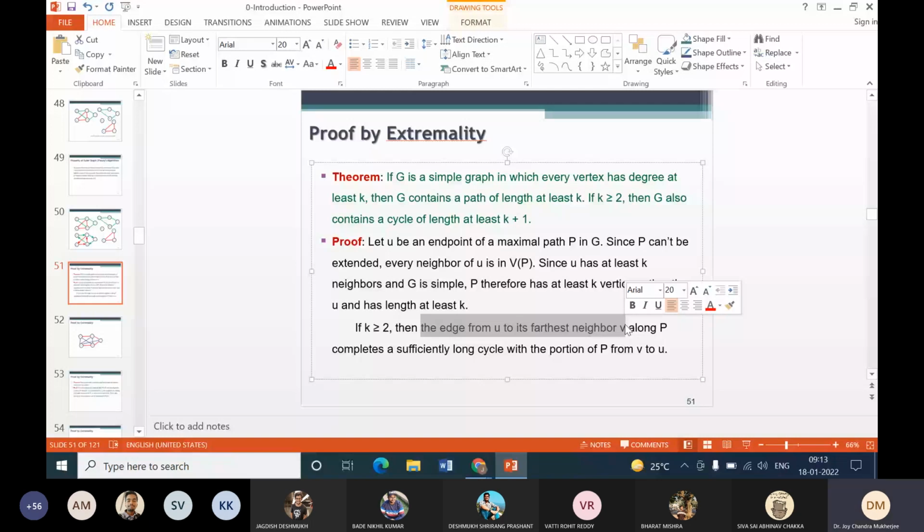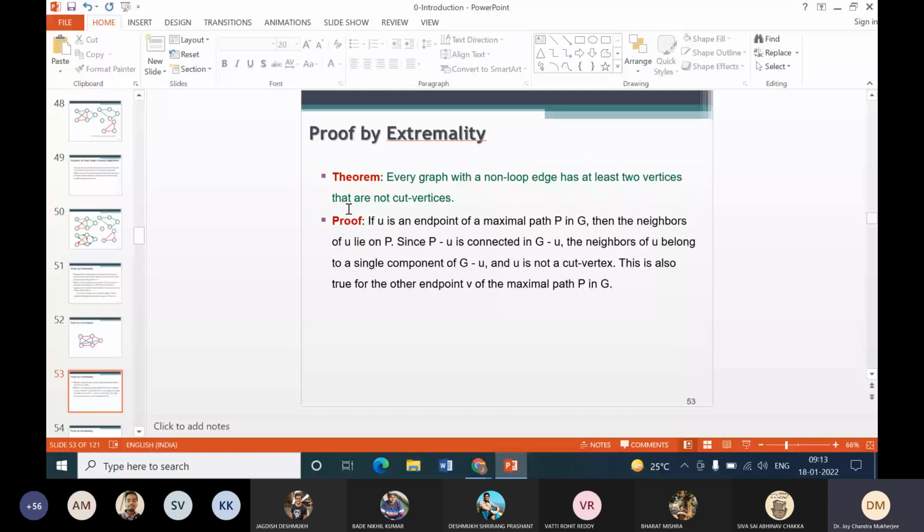Next theorem is every graph with a non-loop edge. Sir, can you explain that cycle part again?